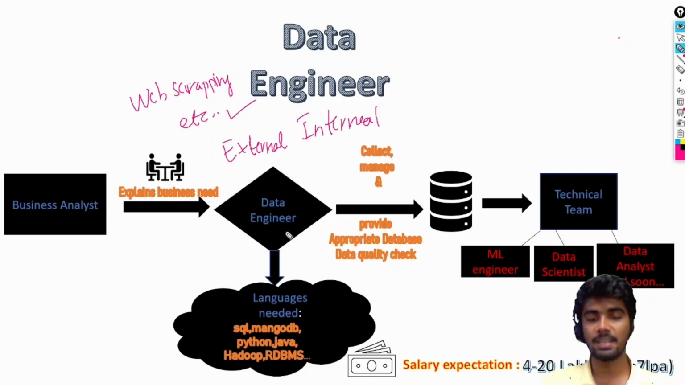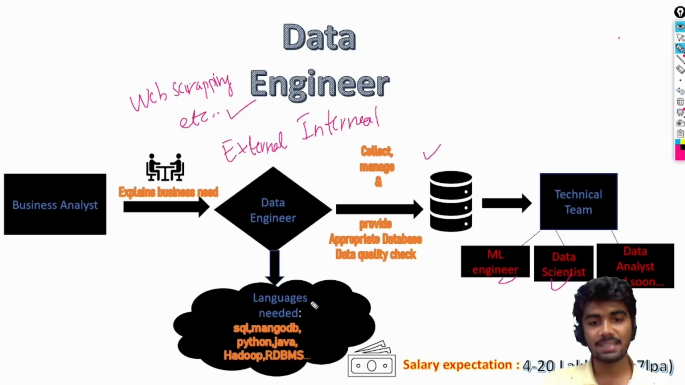So he should be in a position to collect the data from the various resources, manage the data and store the data in a database in such a way that the database can be processed by the next technical teams, which include machine learning engineer, data scientist, data analyst and so on. So he should be in a position to collect all the data which is relevant to the project, because the data is key for a machine learning project. So the data collected by the data engineer should be quite relevant to the project.